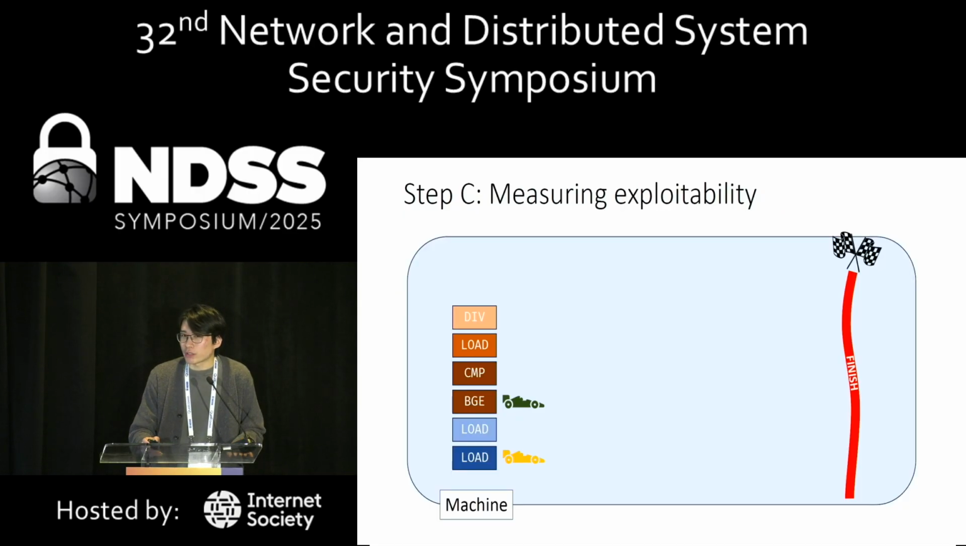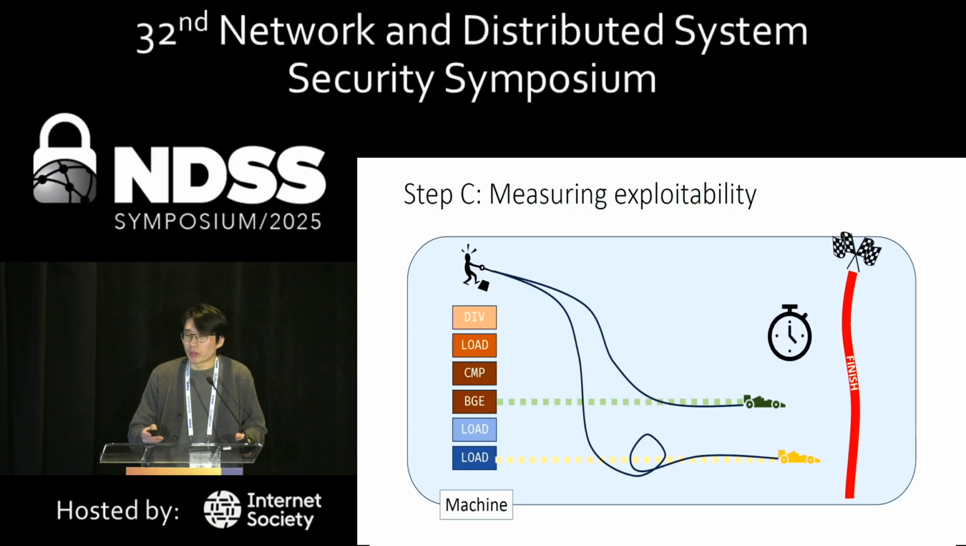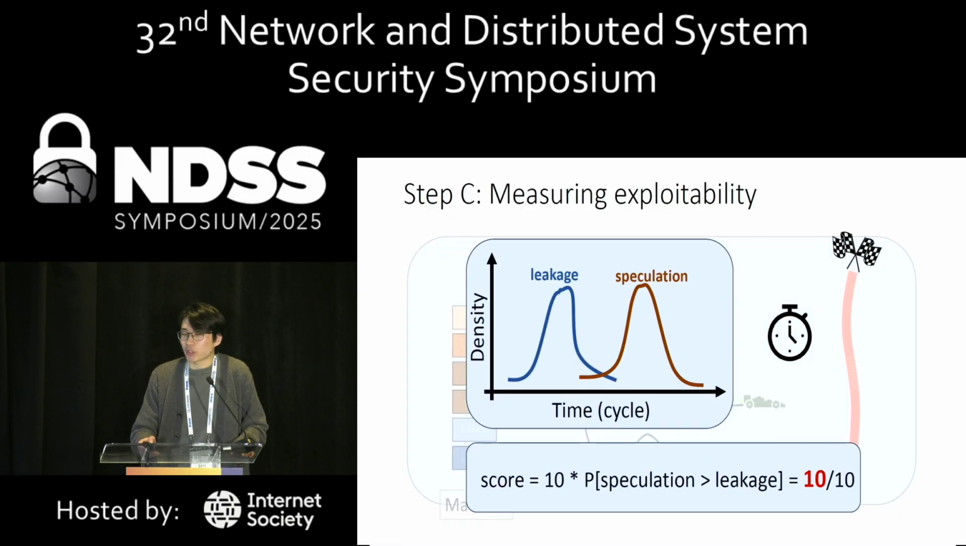Finally, we measure the exploitability of gadgets based on their timing condition. We simulate the previously selected attack pattern with software instrumentation. We run the gadget on a real machine and measure their timings. After we get enough samples, we calculate a vulnerability score based on how likely the leakage can happen before the misprediction recovery. For this gadget, it gets a score of 10 out of 10, meaning that it's highly exploitable.